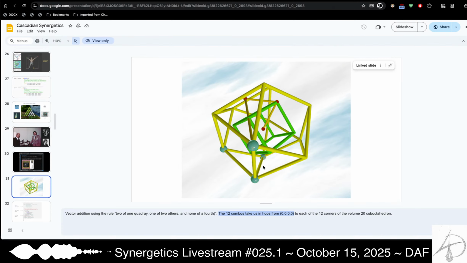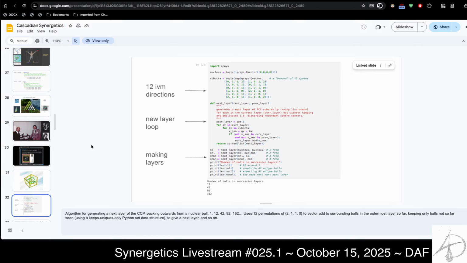So those are ways that, with those choice rules, moving two of one, one of two others, and none of a fourth, it's kind of like a knight's tour of a chessboard. You hit every vertex in this cuboctahedron. And that's kind of like a turtle bouncing around, or like a point bouncing around in this discrete lattice.